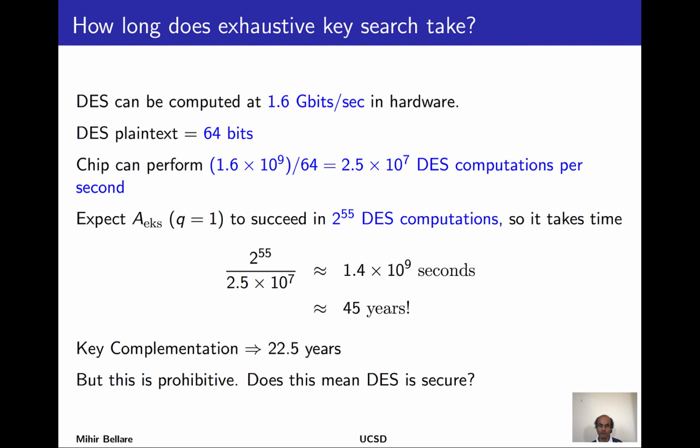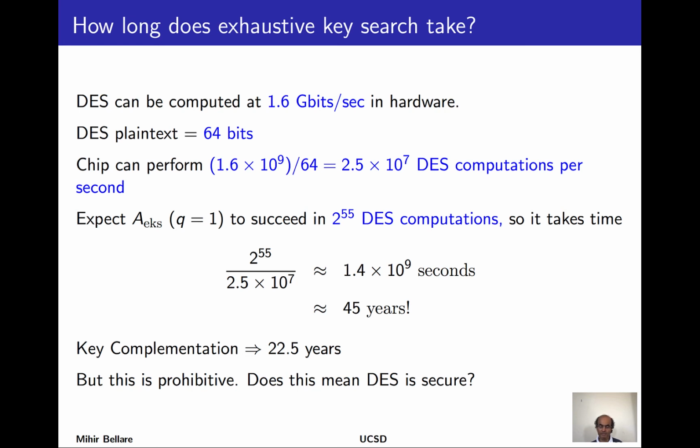DES can be run at over a gigabit per second in hardware. Okay, that's a per second rate. At DES, plaintext is 64 bits. So the result is that your chip can perform the rate divided by 64, which turns out to be about 25 billion DES computations per second. That's a ridiculously high number of DES computations per second, and that'll mean we can go through this key space very, very quickly. However, the key space is pretty big.